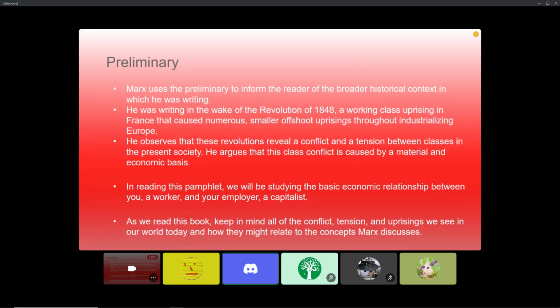But I think we can also look at riots, and I'm using the word riot very generally. We can look at mass scale movements, uprisings and protests in America. The George Floyd protests can't help but come to mind, as it was the largest mass mobilization in American history. It seems like we've got a simmering, bubbling cauldron of conflict and tension. And Marx is arguing 170 years ago that that conflict and tension is coming from a material and economic basis. So as we read this book, it's important to see whether the economic principles he's laying out can start to explain the conflict, tensions and uprisings we see today.